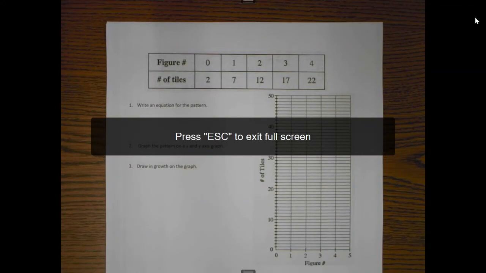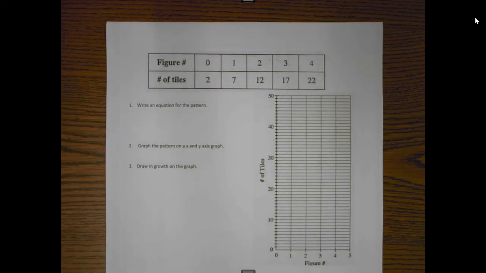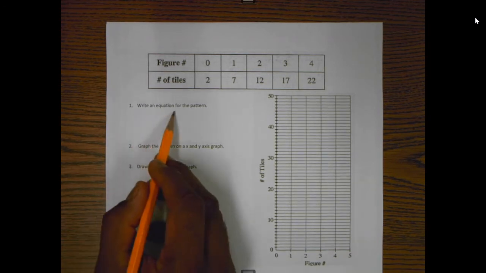All right, guys, we're going to go ahead and look at some rate of change and growth. So this is section 2.12, and it's going to leave off very similar to what we did in the last class. We're going to start with something that we already did, and we're going to start by writing the equation for the pattern.